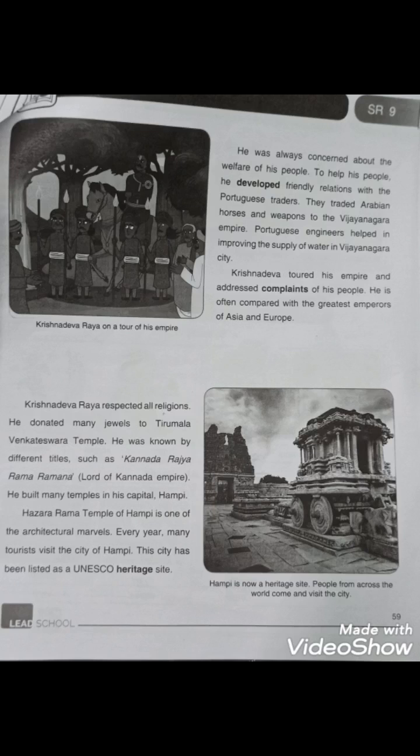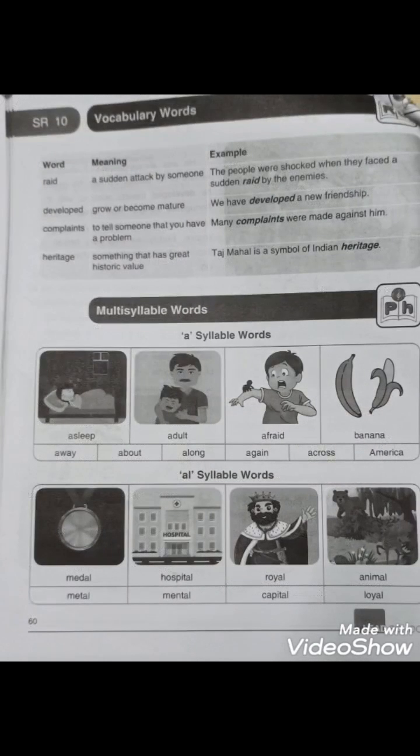Students, when you see this page number 60, Student Reader 10, vocabulary words of this lesson have been given: raid, developed, compliance and heritage. Meaning and example have been given clearly. And the next part is phonics.